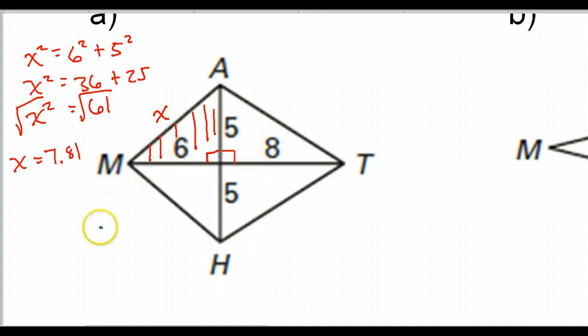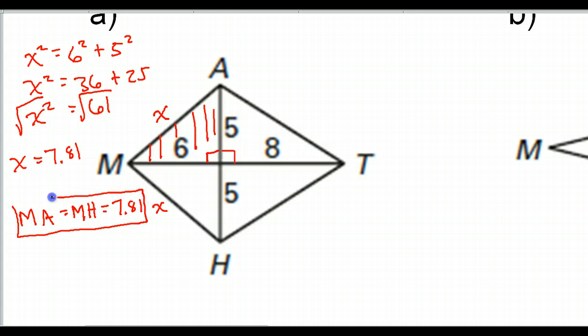Okay, so that means MA, and because of the symmetry, MA is going to be the same thing as MH. So MA equals MH, which equals 7.81. That's half of the answer. Now we need to figure out what AT and TH are. I'll call them Y. But I will also change colors.